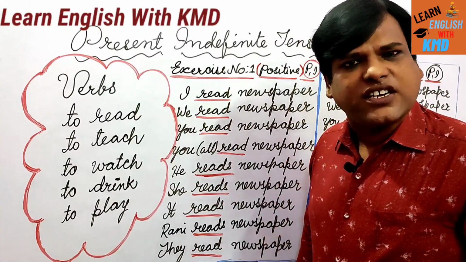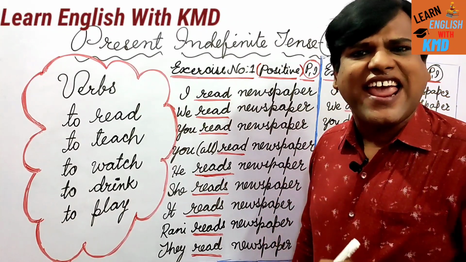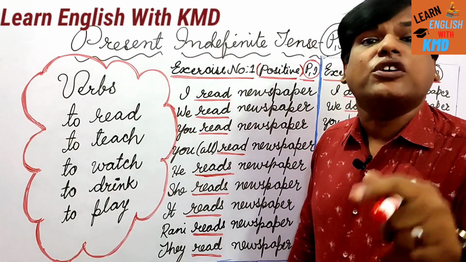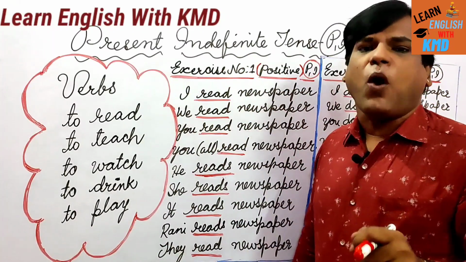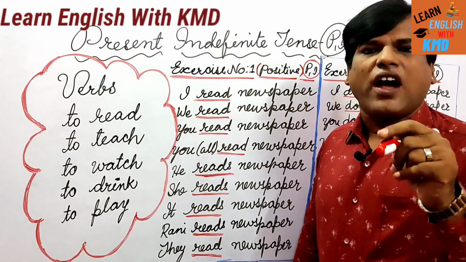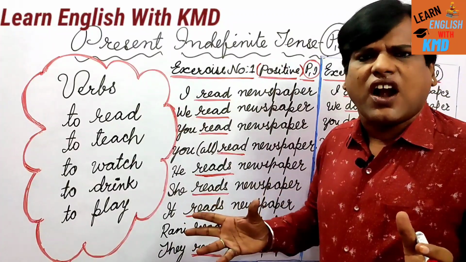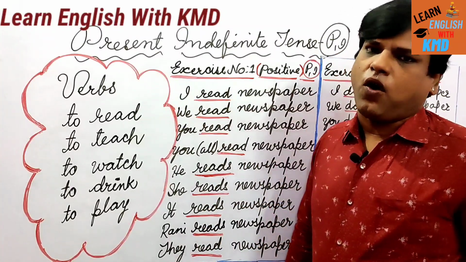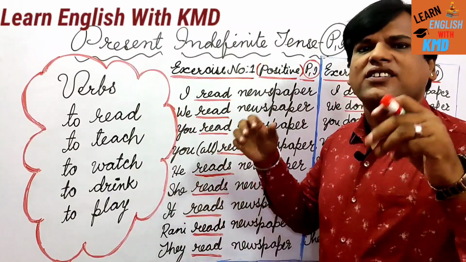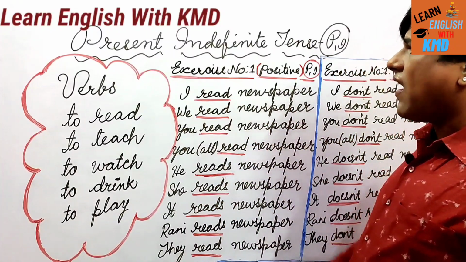And the best way to control and tame and train your tongue is to utter exercise number 1 positive and exercise number 1 negative as many times as you can, because this is the best way of training your tongue. So let's get into the exercise.